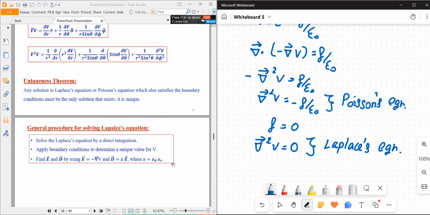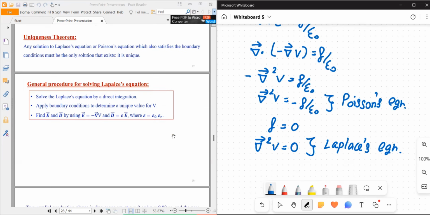Then we have the uniqueness theorem. If any solution to Laplace equation or Poisson's equation also satisfies the boundary conditions, then it must be the only solution that exists. So it is a unique solution, which means when we solve the Laplace equation or Poisson's equation in a geometry, if that also satisfies the boundary conditions, then it must be the only solution that exists. So it is the uniqueness theorem.